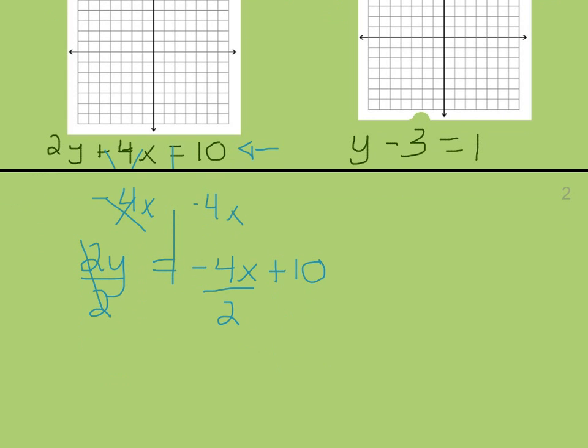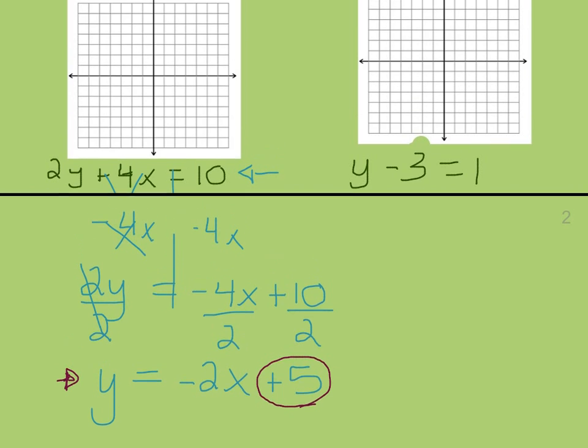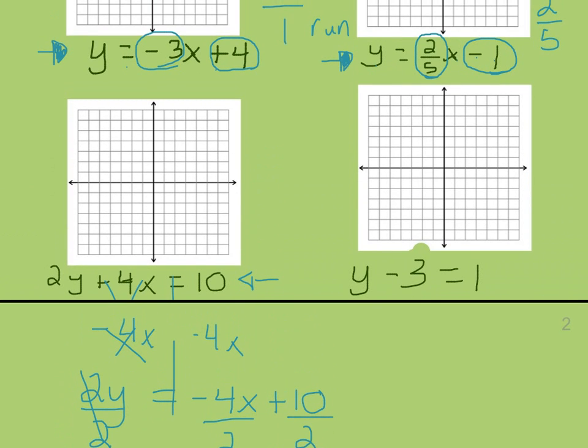And now I need to divide by 2 to get my y by itself, and I divide each term by 2, so divide by 2 there, and divide by 2 there, and I get y equals -4 divided by 2 is -2x, and then plus 5. And now I have it in slope-intercept form, so I can graph this. I find my y-intercept, it's a 5, so I go back to my graph, and I count up 5 on the y-axis. 1, 2, 3, 4, 5, and it goes there.